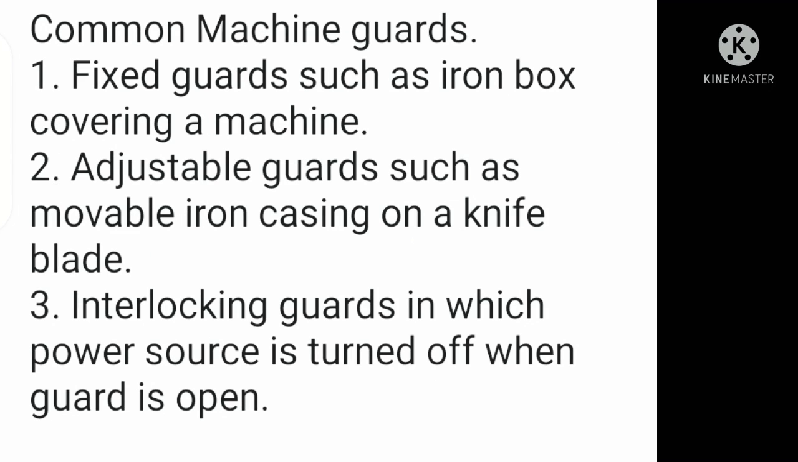Common machine guards. 1. Fixed guards such as an iron box covering a machine. 2. Adjustable guards such as a movable iron casing on a knife blade. 3. Interlocking guards in which the power source is turned off when the guard is open.